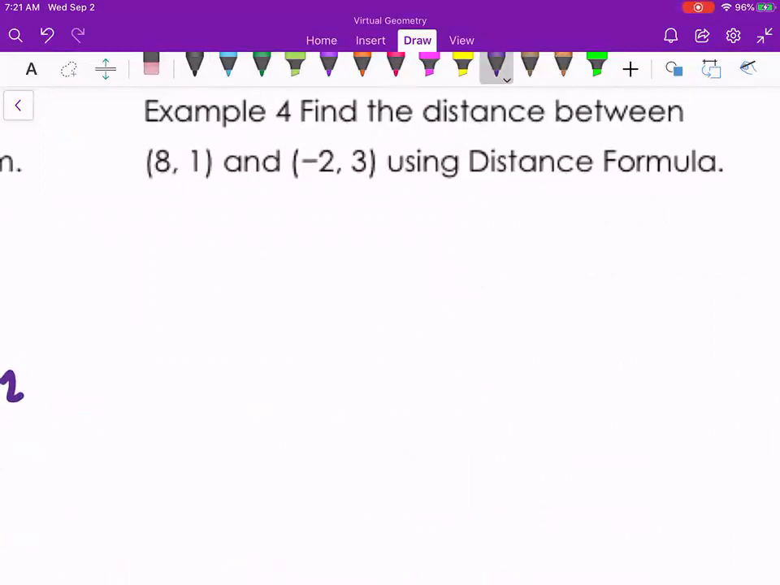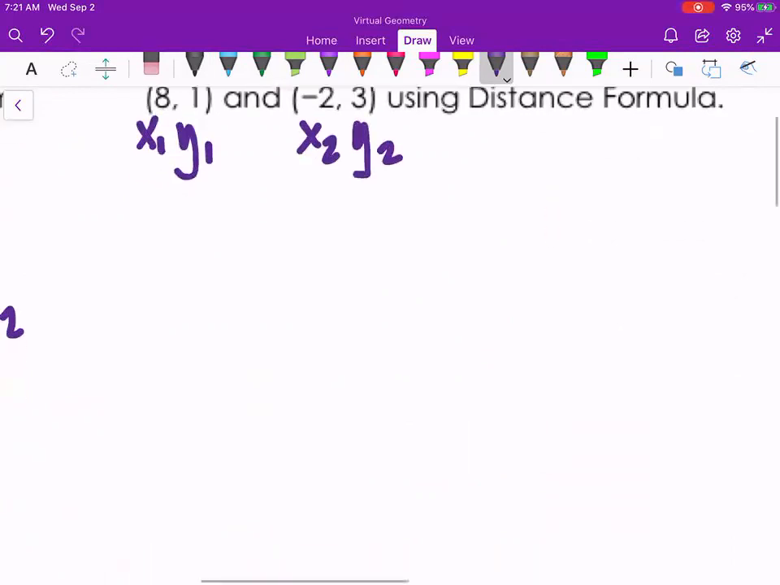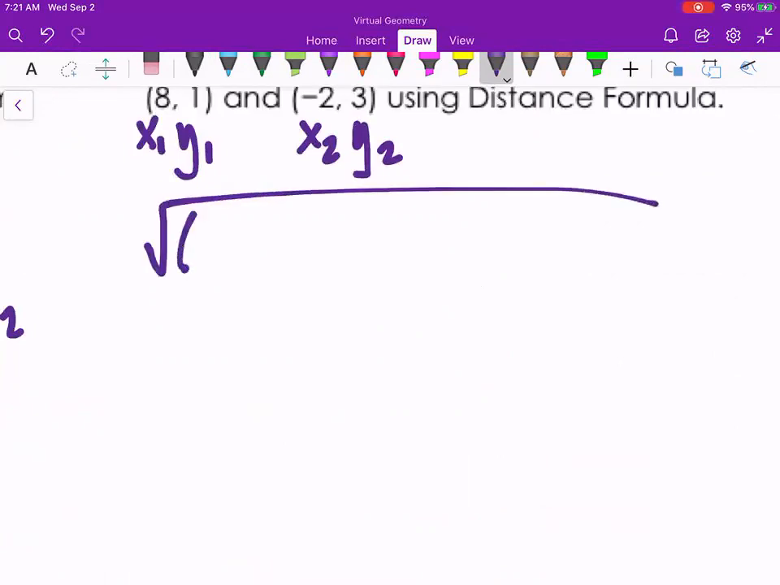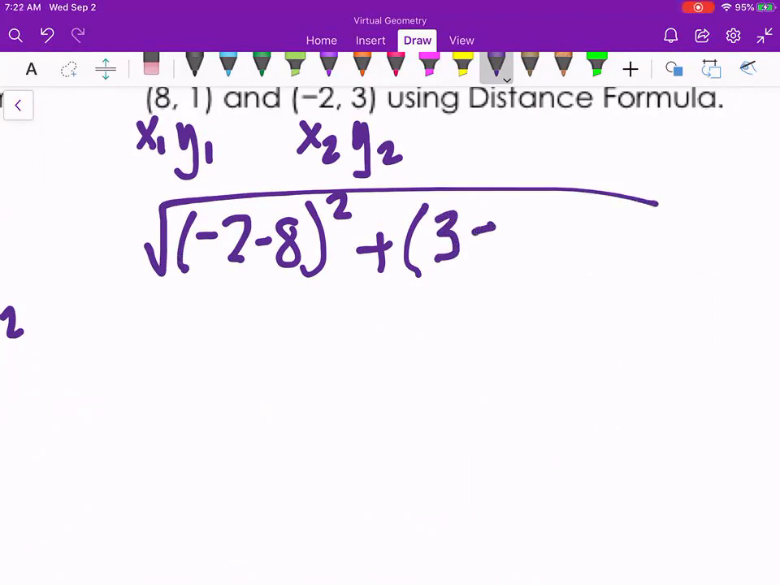All right, let's go ahead and label these x1, y1, x2, and y2. So let's put these into our formula. All right, so I need x2 or -2 minus x1, which is an 8. And then we'll square that, plus y2, which is a 3, minus y1, which is a 1, squared.